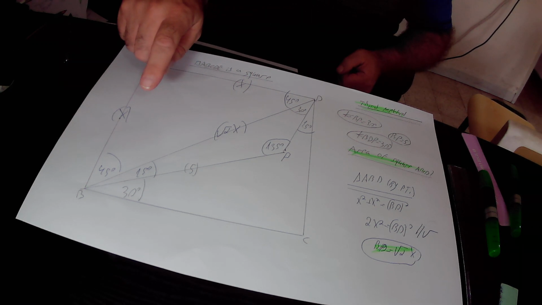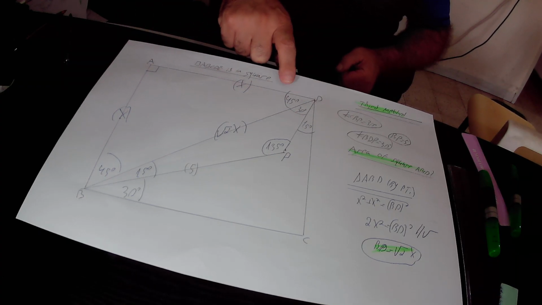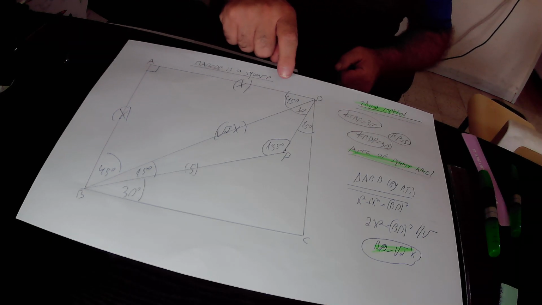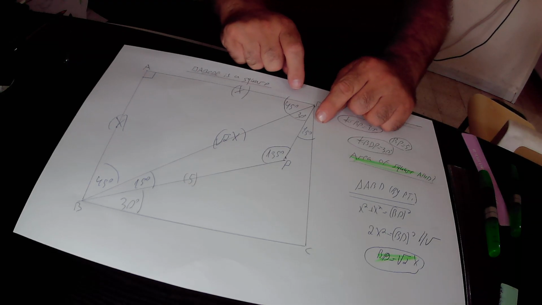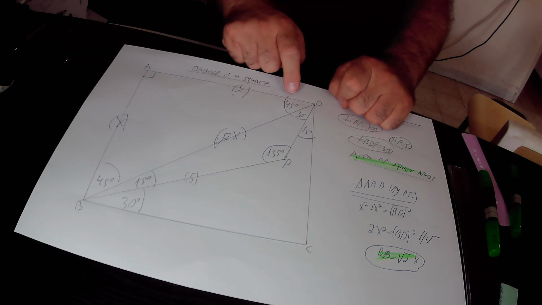Let's take the angles of the square. The first half of angle ADB is 45, the second half is also 45, but this is 30, and therefore this missing angle must be 15 degrees, because the second half is 30 plus 15, that is 45.